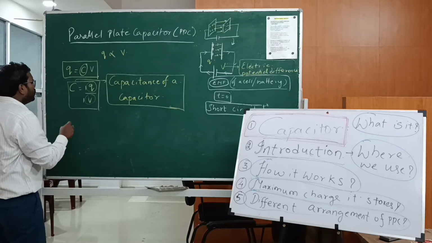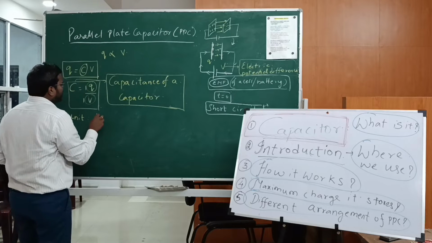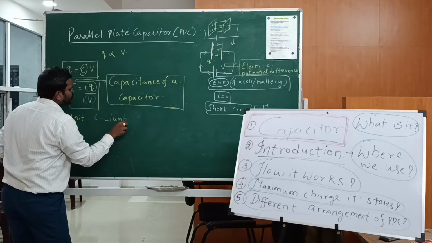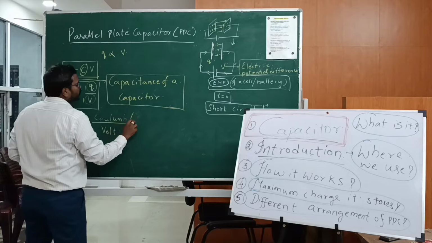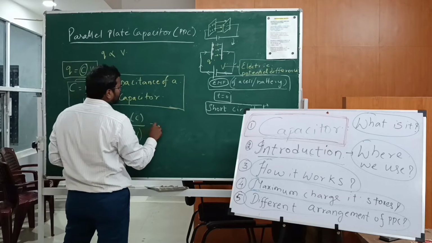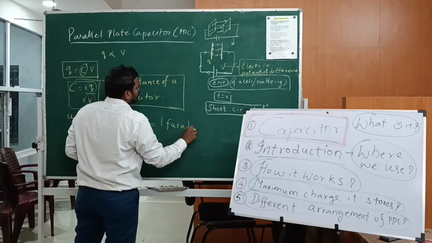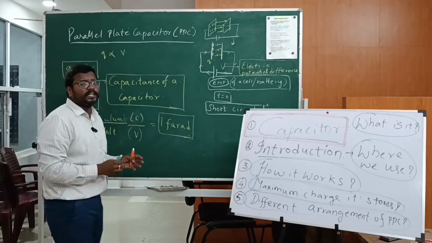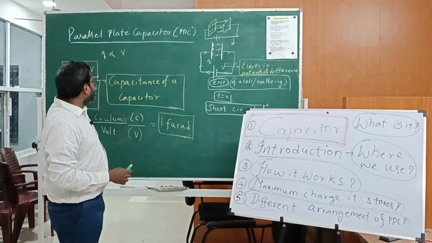So what is going to be the unit for the capacitance here? Charge unit is coulomb, and the unit for potential is volt. So coulomb is the symbol C, volt is the symbol V. So this unit we call as 1 farad. Right? So 1 farad.